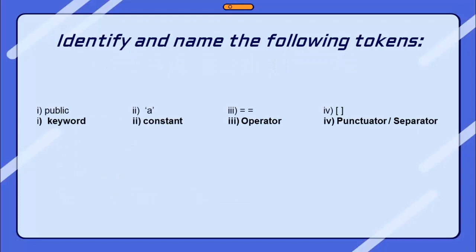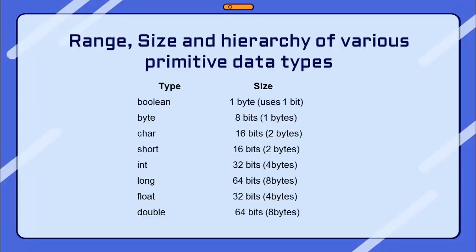Identify and name the following tokens. Public is a keyword, a is a constant, equal to is an operator, square bracket is a punctuator or separator.